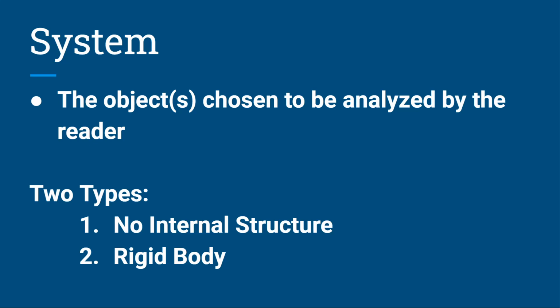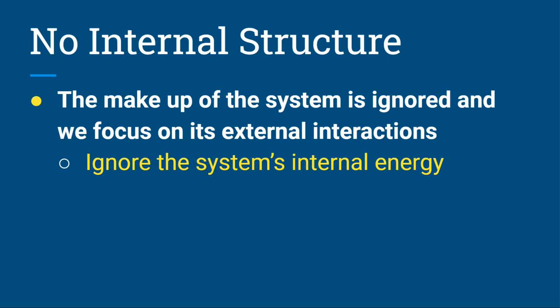We have two types of systems, and we talked about these in our dynamics unit when we talked about forces. We talked about no internal structure and rigid body, and I kind of gave you definitions then, but we're going to remind you what those mean. But we're going to focus on no internal structure systems. Again, same thing as we did before for this unit. As a reminder, a no internal structure system is one in which the makeup of the system is ignored and we focus only on external interactions. So we ignore the system's internal energy, and the way that the system is set up doesn't really matter.